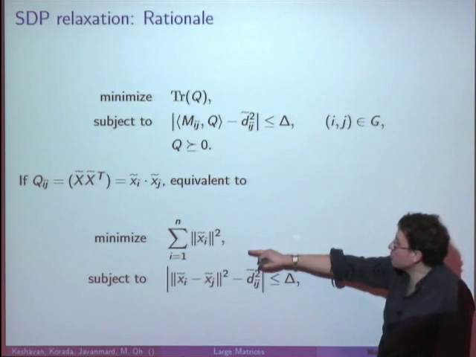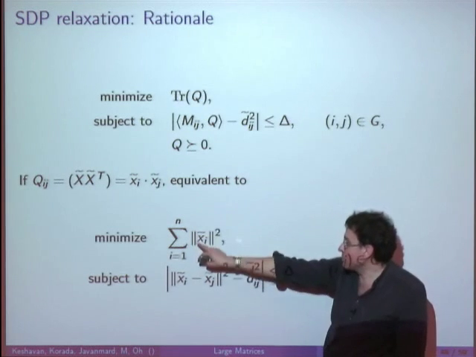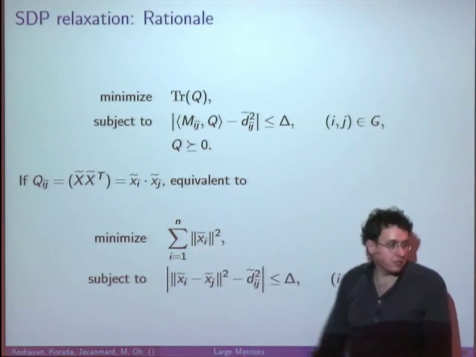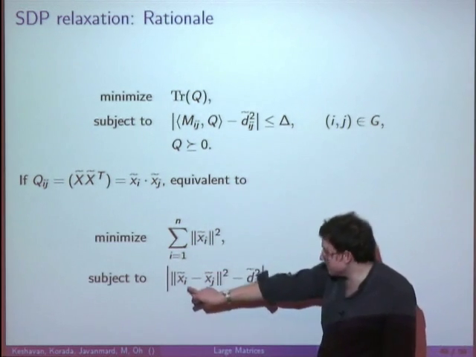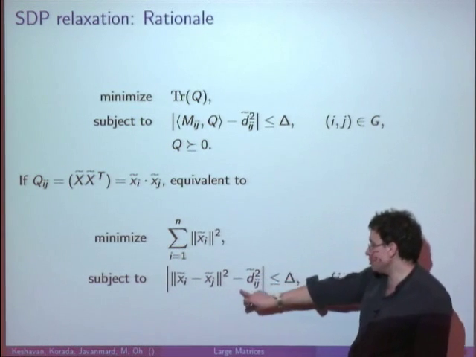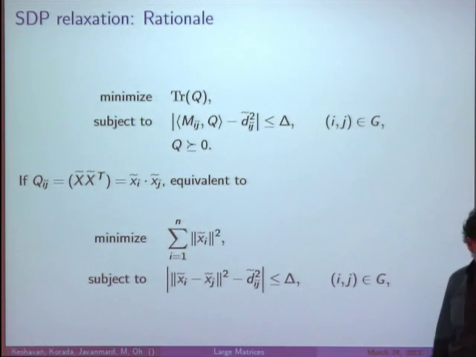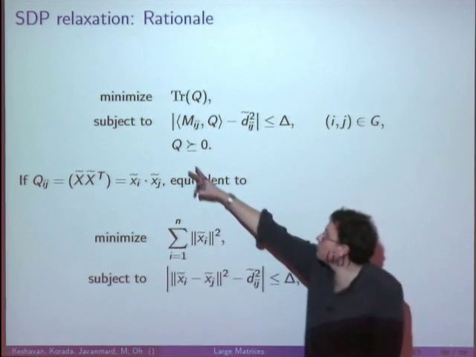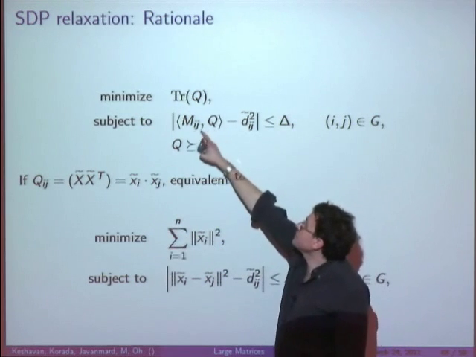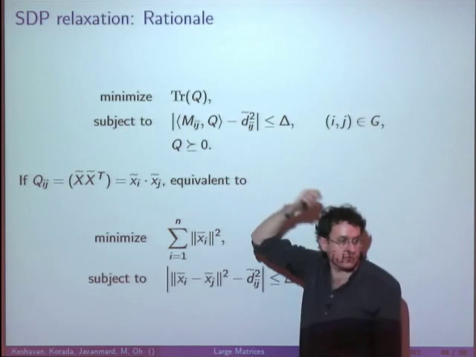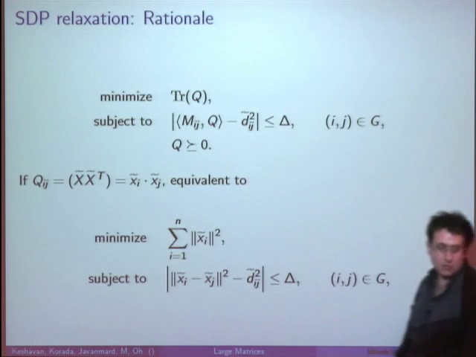Now this is equivalent to minimizing the trace, which is the sum over all the diagonals, so the sum of the squares of the positions, subject to, what is this constraint? If you write it down, it's just telling me that the squared distance between xi and xj is within at most delta of d tilde. So this Q is really the Gram matrix of my points. And this is the scalar product between matrices, the obvious one, trace of A B transpose, and it extracts this object.